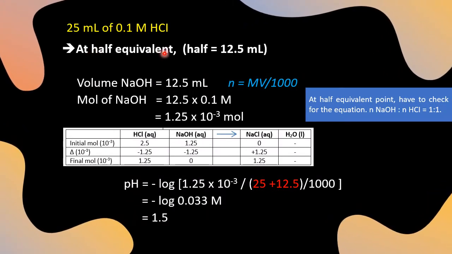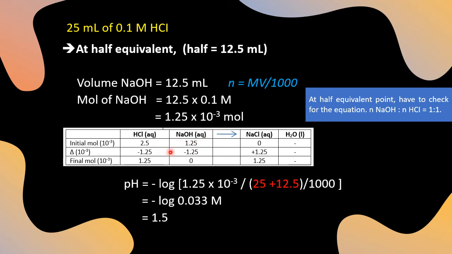At half equivalence, we always refer to the initial volume of the acid. The initial volume is 25 ml of 0.1 molar HCl. Half equivalence point means 12.5 ml. So we need to calculate the moles by using MV per thousand. 12.5 times 0.1 is 1.25 times 10 to the power of negative 3 mole. So the initial moles for HCl is 2.5 times 10 to the power of negative 3 because 25 times 0.1 divided by 1000, and then sodium hydroxide is 1.25 times 10 to the power of negative 3. Sodium chloride and water, nothing. So this is the limiting reactant.